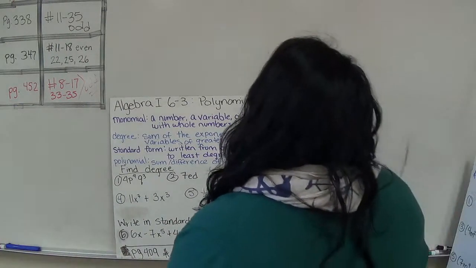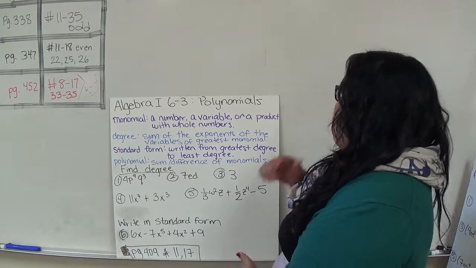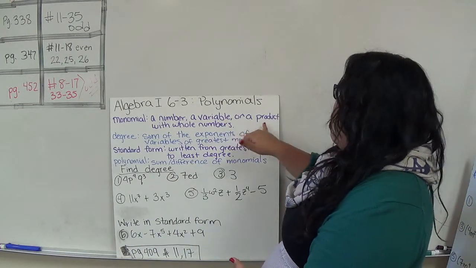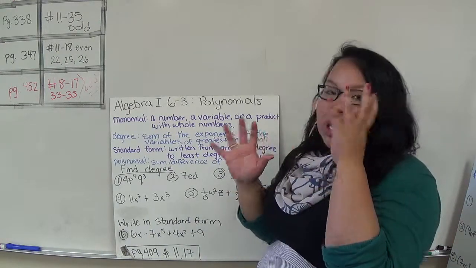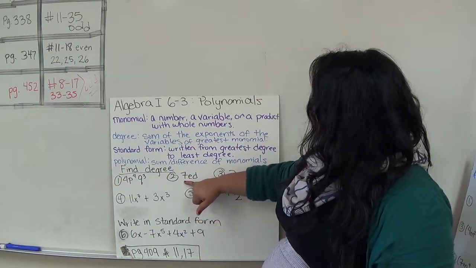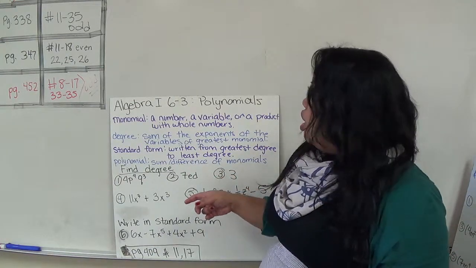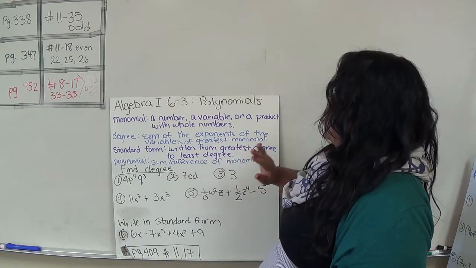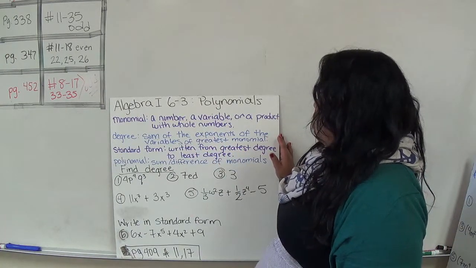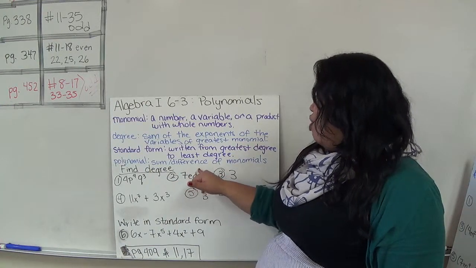Algebra 1, section 6.3, we're dealing with polynomials. A monomial is a number, a variable, or a product with whole numbers, okay? So that means it's like a clump, like these, together with multiplication. That's called a monomial. The degree is the sum of the exponents of the variables of the greatest monomial. So basically, these are the power of 1.